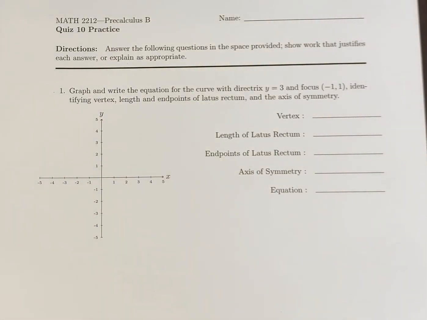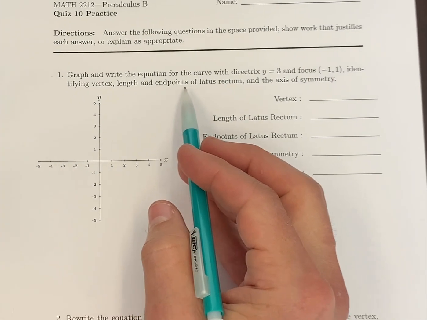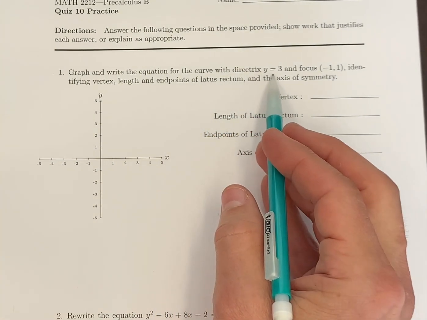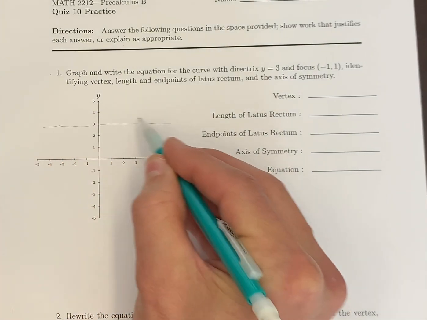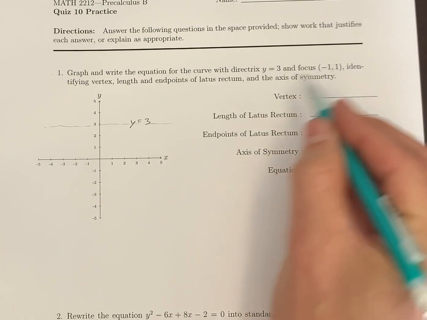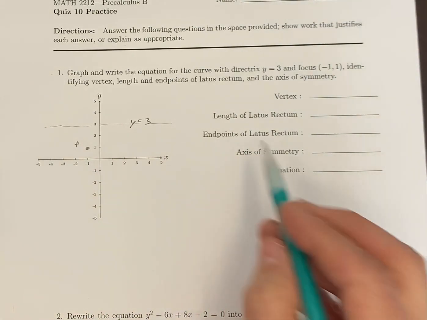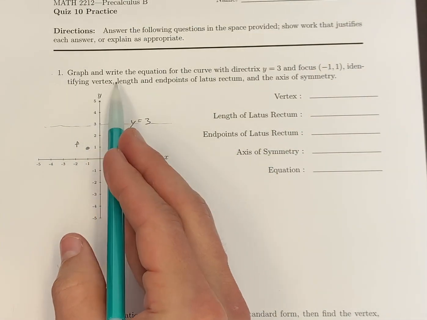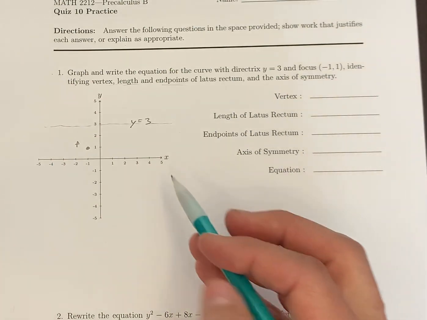Here's a solution to quiz 10 practice. Graph and write the equation for the curve with directrix y equals 3 and focus -1, 1. That's my focus. Identifying vertex, length, and endpoints of the latus rectum and the axis of symmetry.